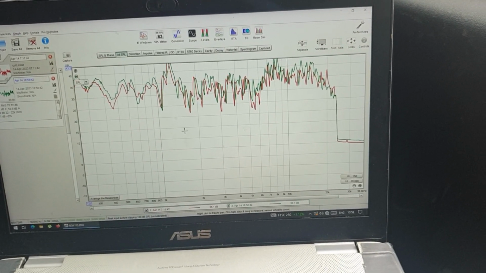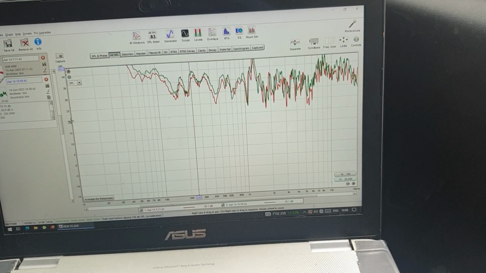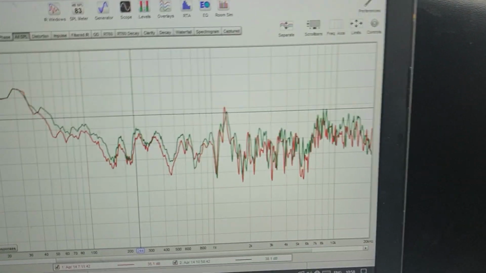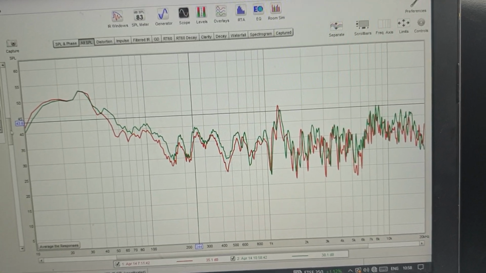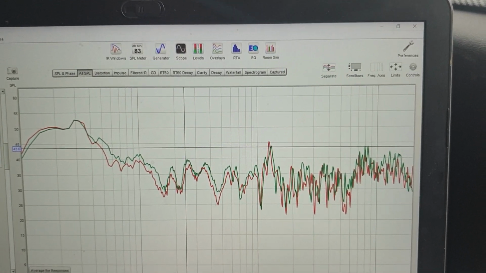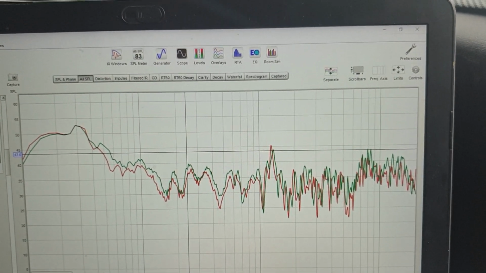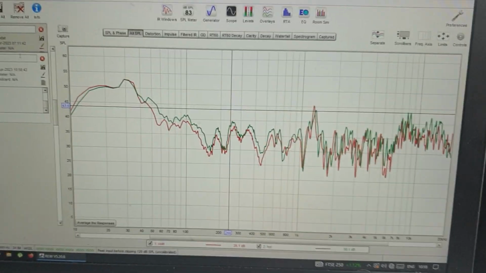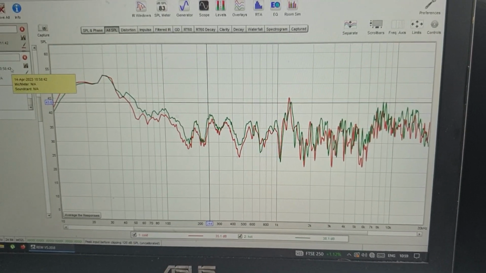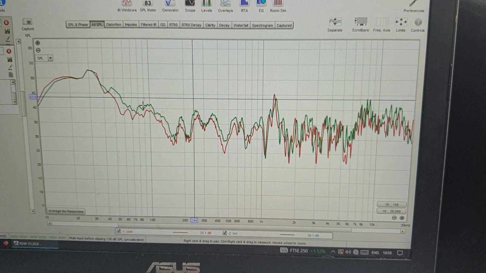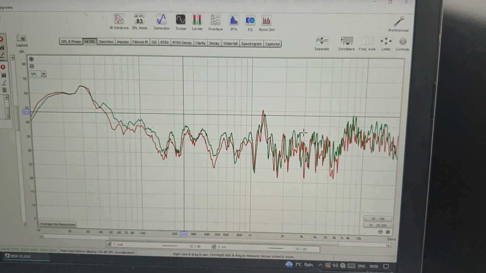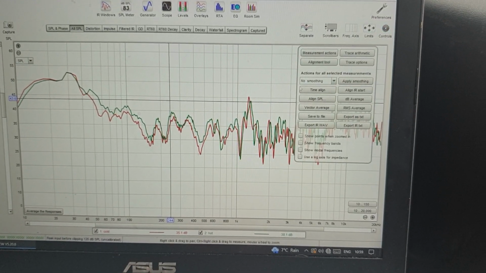SPL all, 1020. Okay, so this is the difference. What do we see? The red one is cold and the green one is hot. I just renamed it there. Straight away we can see that the green one has a higher level, so I'm assuming it's more sensitive. And let's apply smoothing to see a bit clearer.